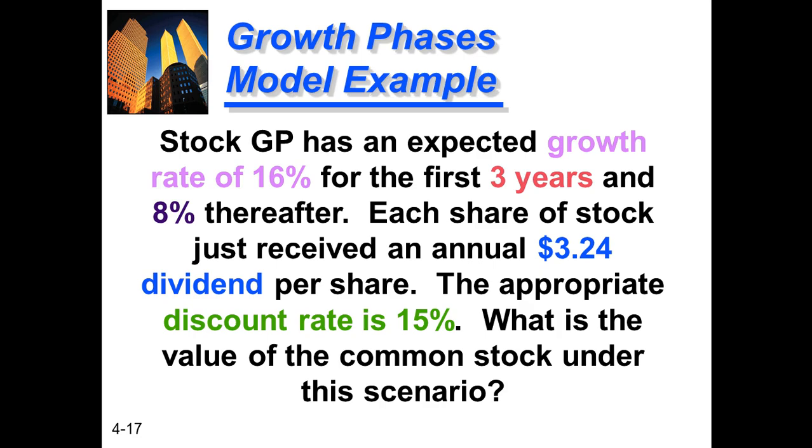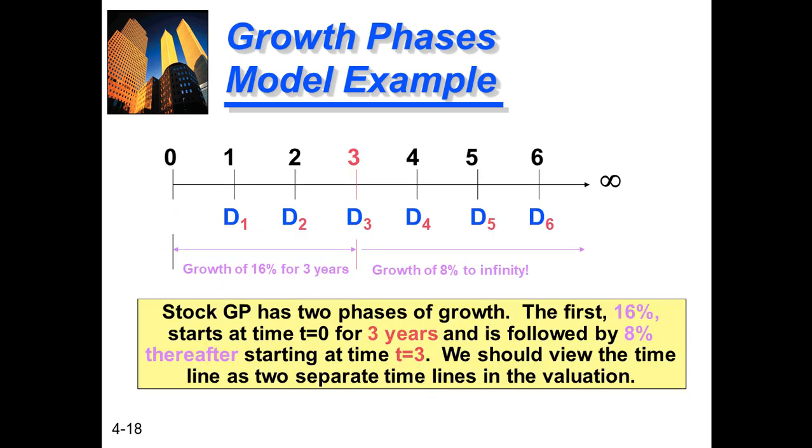So let's start the solution. First of all, the first step, you are supposed to draw a timeline for the growth phases. From 0 to 3 in the timeline, it's one phase. In this phase, the dividend is growing by 16%. In the second phase, from D3 onward, the growth rate is 8%.